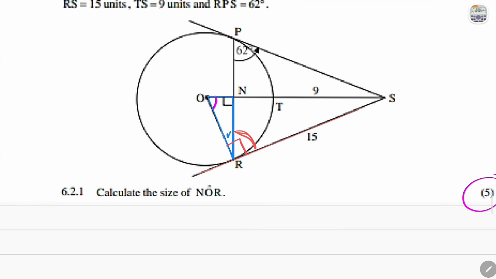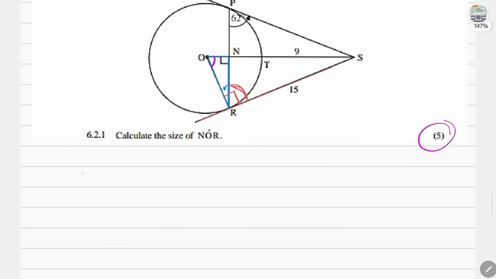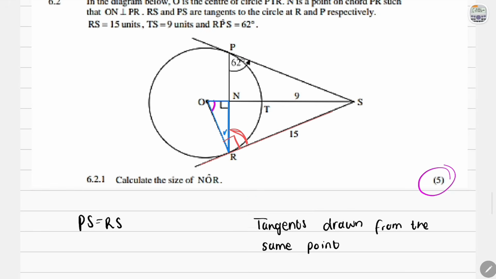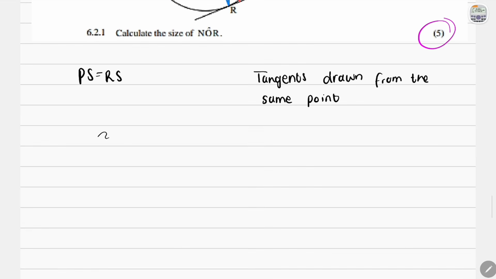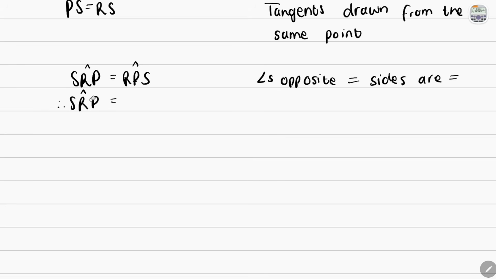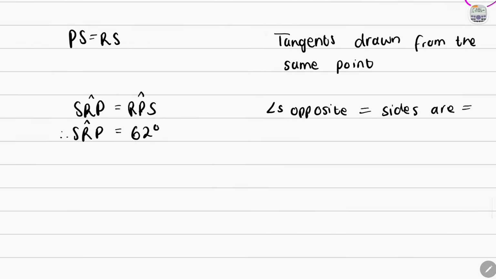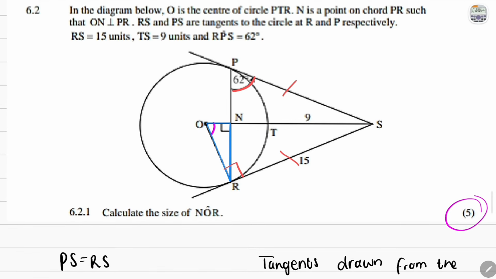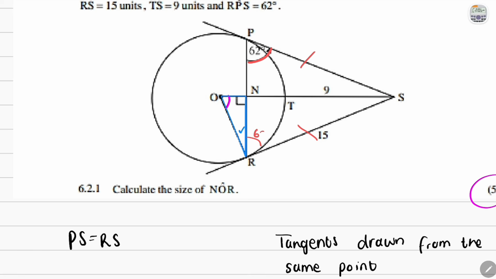So first, find this angle. Let's go ahead and state that. We know that PS is equal to RS because we have tangents drawn from the same point. Now that these tangents are equal, we can say that angle RPS is equal to this angle. Let's call this angle SRP. So angle SRP is therefore equal to angle RPS. So angle SRP is equal to 62 degrees. We've put our reason, and so we know this is 62 degrees.